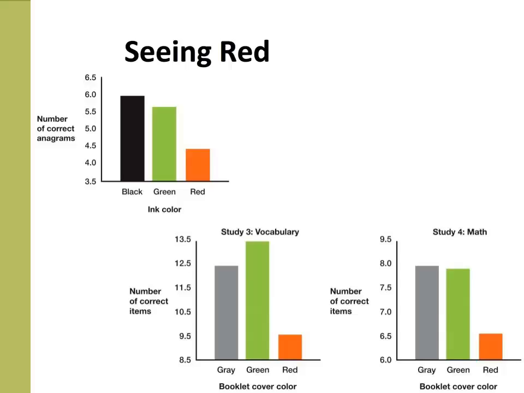And as you can see from these charts here, that demonstrates just that. So in the top left chart, the number of correct anagrams relates to the color of the ink. So the color red has the lowest bar on the bar graph. Same with when they did it with a booklet cover and color instead of the typeface of their participant ID number. And same when they did it with vocabulary or math test.